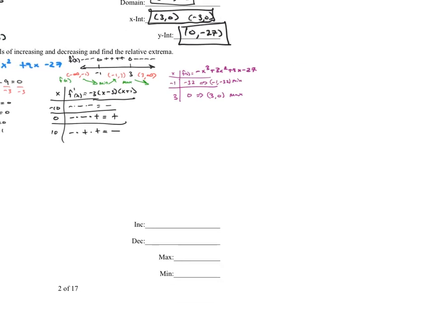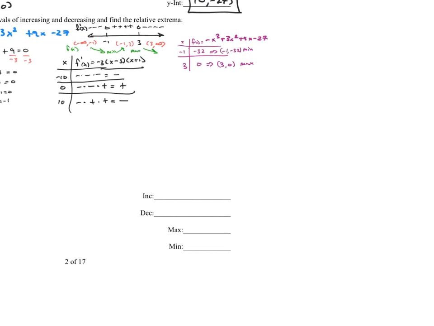So that's all the information I need from the first derivative. Again, where is it increasing? It's increasing where the derivative is positive. That was the interval -1 to 3. Where is it decreasing? It's decreasing where the derivative was negative. There were two intervals. The first interval being negative infinity to -1. The second interval being 3 to infinity.